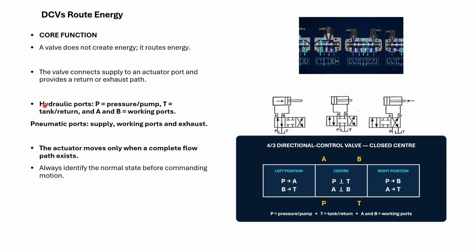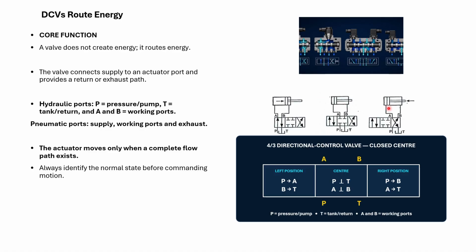Remember, for hydraulic ports, P we use the blue color. P means pressure, pump. T means tank. Here, see the symbols? T, tank. And A and B mean working ports. The actuator here, the cylinder, moves only when a complete flow path exists.